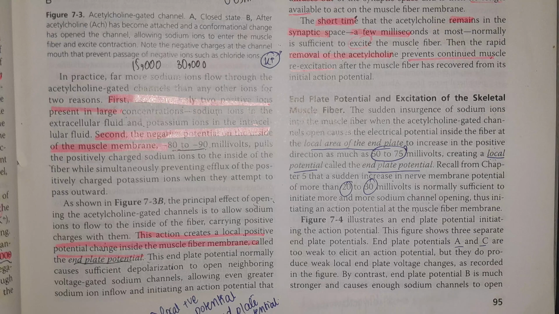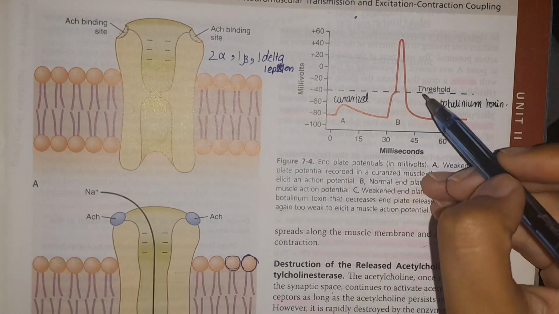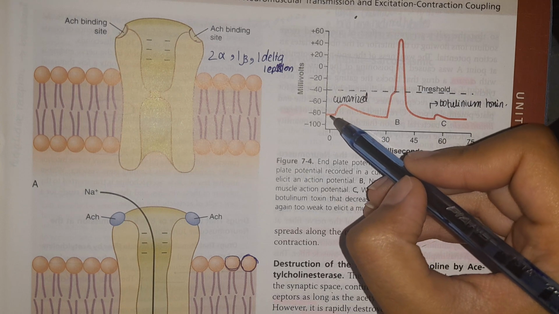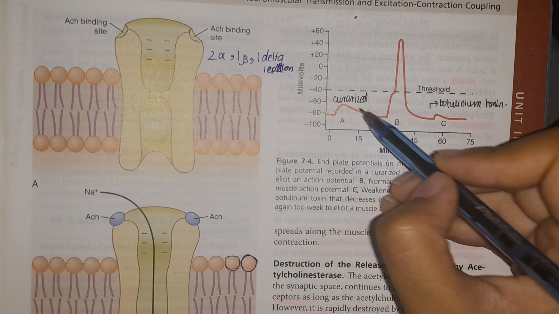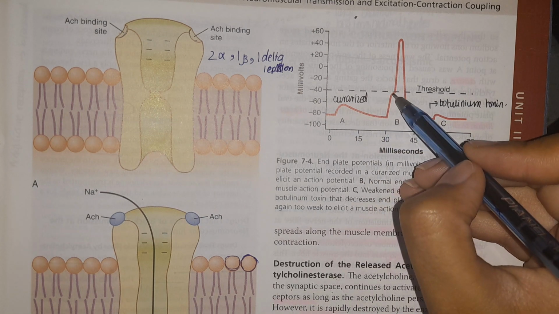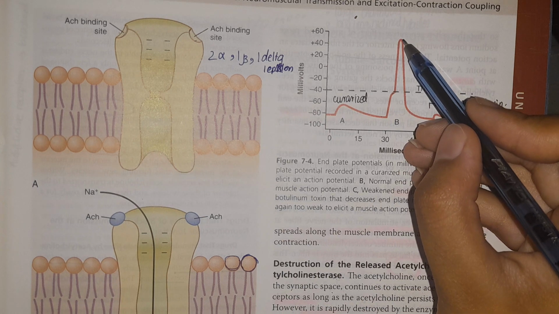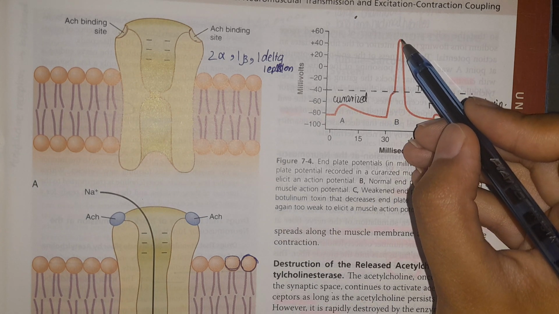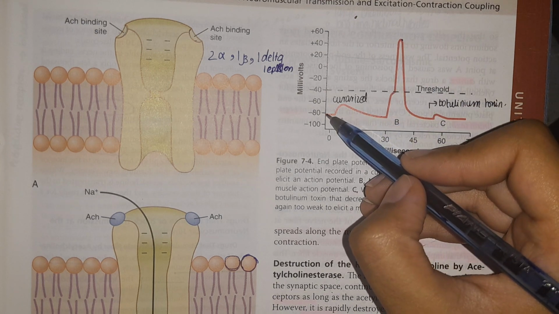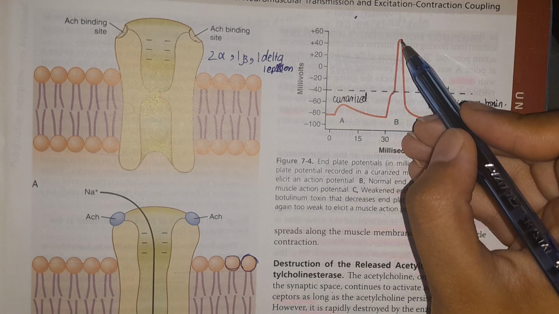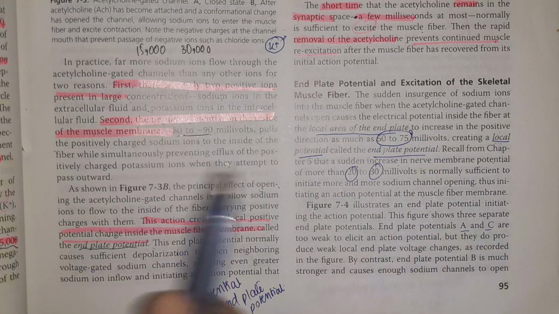Let me show you this diagram, how good it is. This diagram tells you that normally it is from minus 80 to minus 90, but now since the entry of the sodium ions takes place and it reaches its threshold, an action potential is elicited, and the potential goes from minus 90 on the negative side to 50 to 60 on the positive side. So this was the end plate potential.